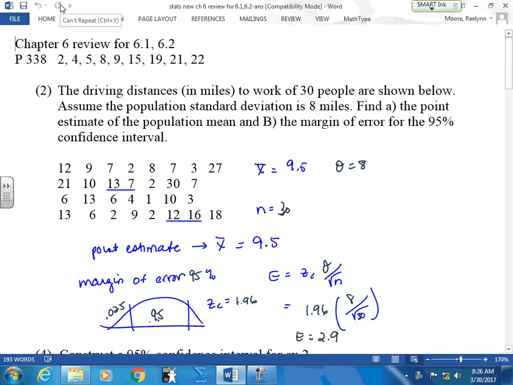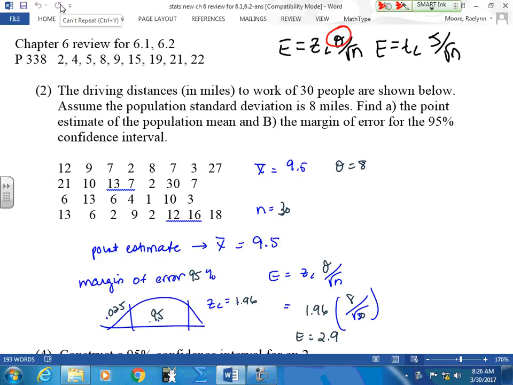But basically, when you see this, you're going to look at these two things. You're going to look at the margin of error formula. I'm using a Z if I have the population standard deviation. I'm using a T if I have a sample standard deviation. So this is your key right here. Am I given this or am I given this? That's an S. Which one am I given?